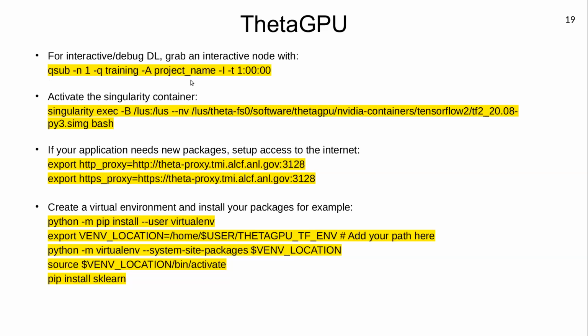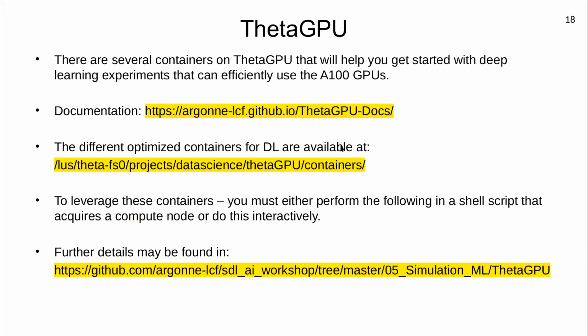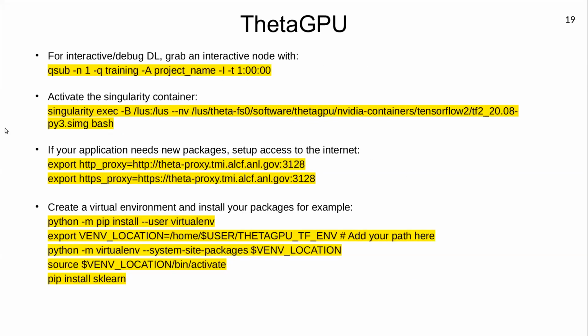So for example, let's say you grab an interactive node on Theta GPU, and then you can access different containers for deep learning. These are optimized for deep learning, but like I said, you can also use them for simulation. But Theta GPU generally is used for a lot of data science workloads. You can activate the singularity container using this command over here. Again, the bindings -b over here give you access to the file system.